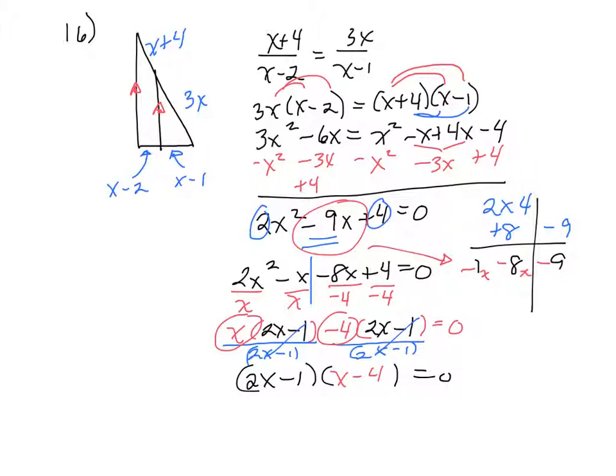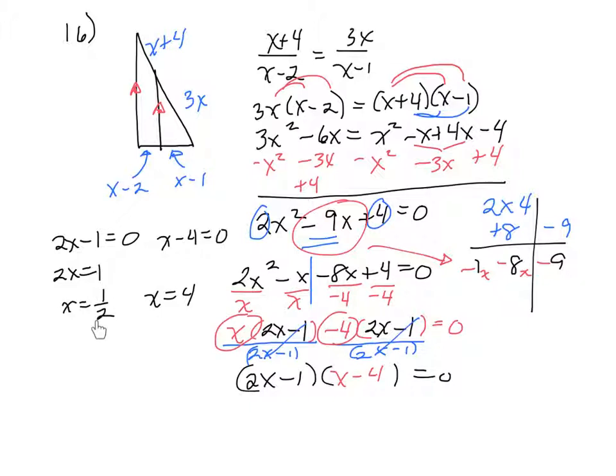So hopefully you took good notes so you can follow that again. And so then we're going to set each one of those factors equal to 0. So 2x minus 1 equals 0, and x minus 4 equals 0. So we're going to add 1 and divide by 2. And here we're just going to add 4. Can x be 4 in all of the expressions? Yes. If x is 4, nothing here becomes negative.